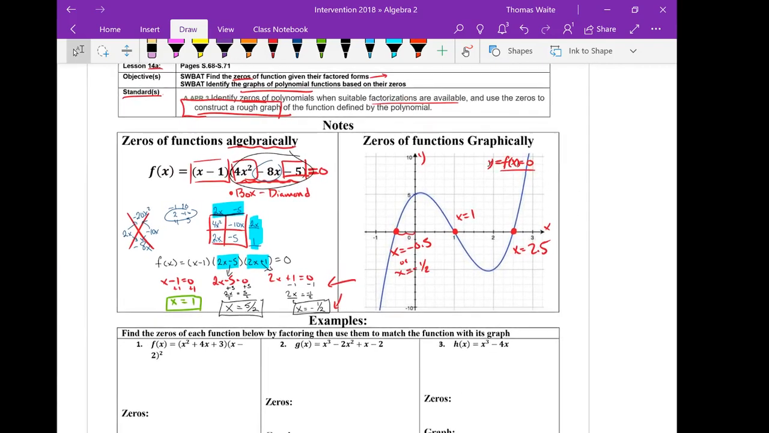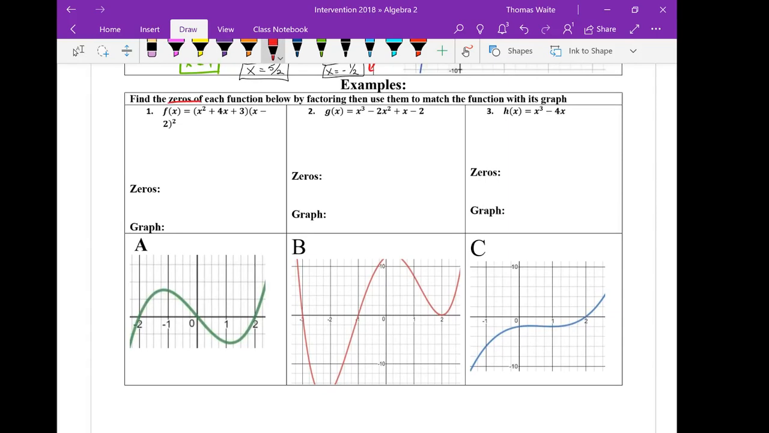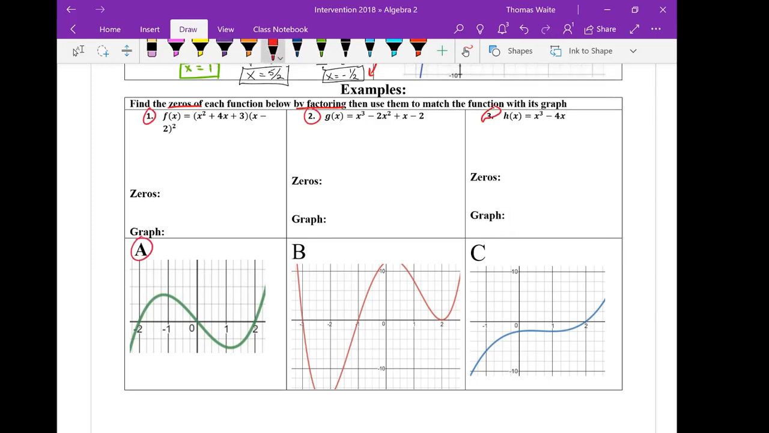All right, so here's what we want to be able to do today in these examples. It says find the zeros of each function below by factoring, and then use them to match the function with its graph. So we have 3 functions here, 1, 2, 3, and we have 3 graphs down below, a, b, c. So our job is first to find the zeros of these functions, and then once we know what they are, we should be able to match up our graph with our function.